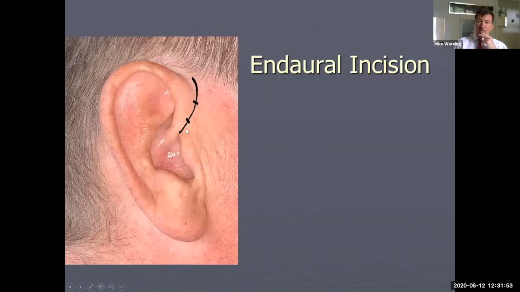So this again is an endaural incision, intercartilaginous incision, and then this incision goes down the ear canal more towards the front of it, and by doing this you actually expose all of the tragal cartilage which you may wish to use to reconstruct.